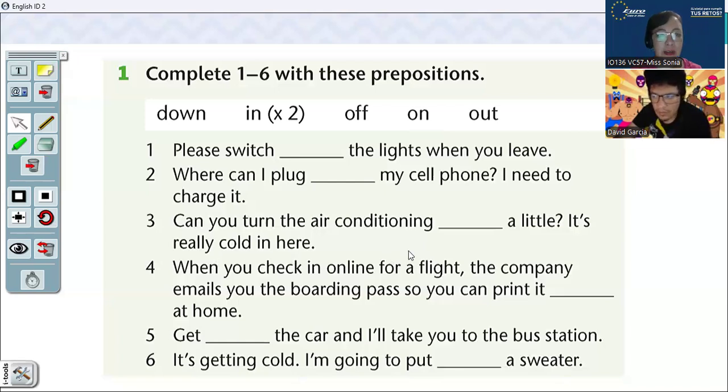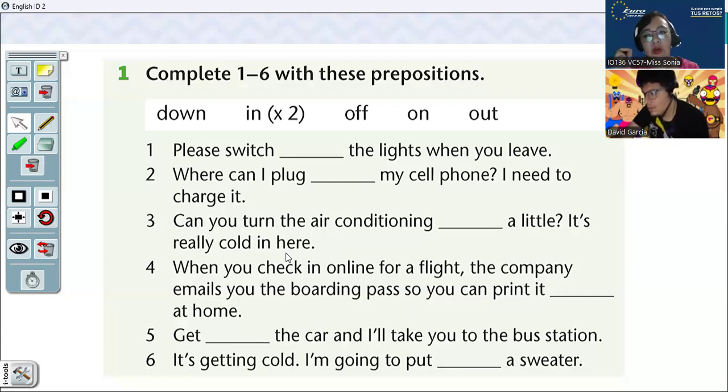So in that case, turn out, no. Turn off, no. Turn up, but we don't have that option. You have the same, right? Yes, I got the same. Because it's really cold in here, so turn it up. I need more warmth, no? I think, for example, can you turn the air conditioning on a little? But turn on would be enciéndelo.